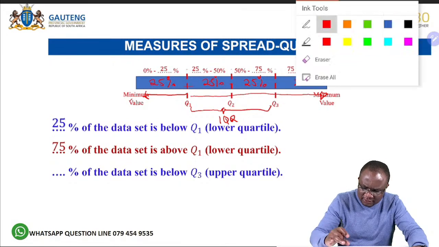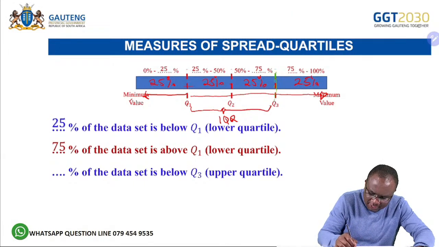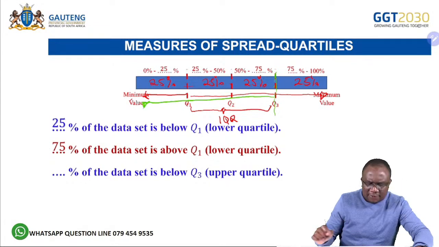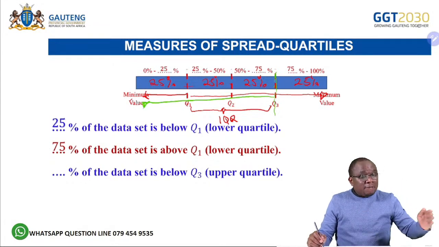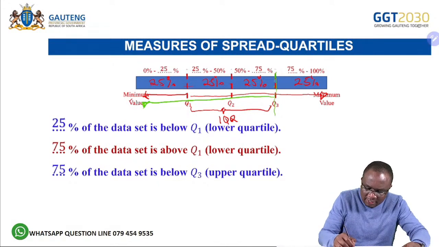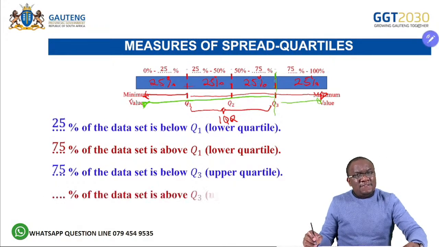Let me change the color here. Let me use another color. Right. This is the upper quartile here. How many percent below it? All the way going there. How many percent below it? That's 75% below the upper quartile. And then how many percent above the upper quartile? 25%. It's very, very important.